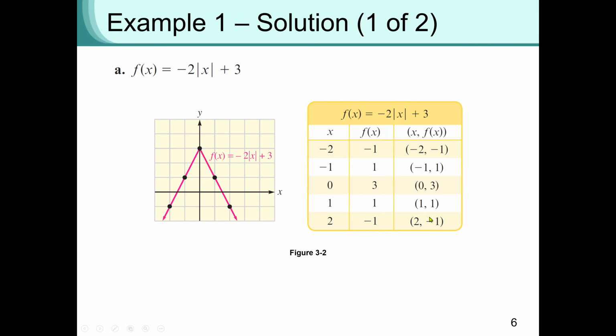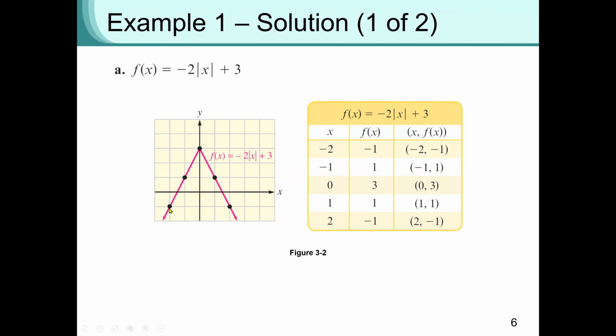So now we have 5 points. Let's plot it. So we start with the -2 first. We have -2 and -1. So when x is -2, we have -1. So that will be our first point here to the left. -2 and -1. So y is -1, x is -2.